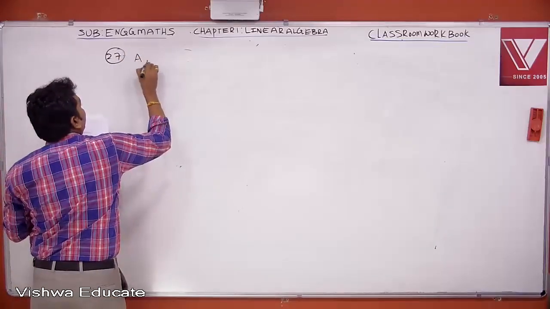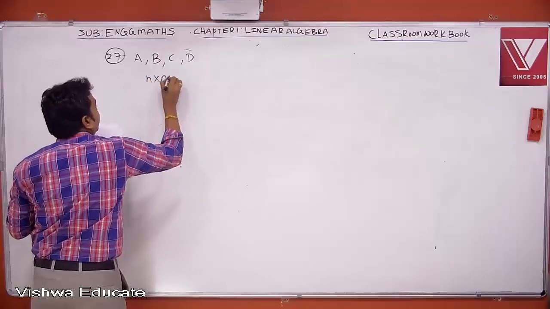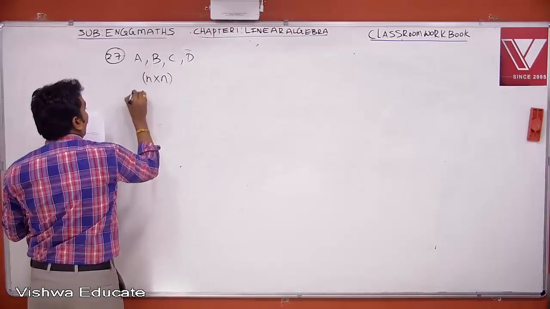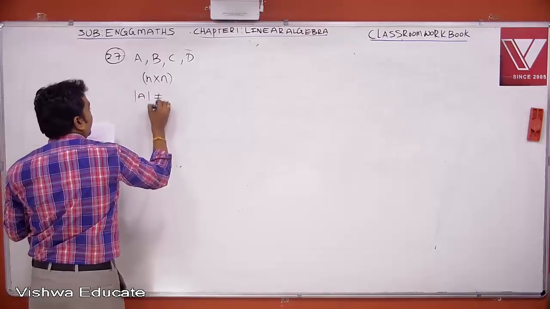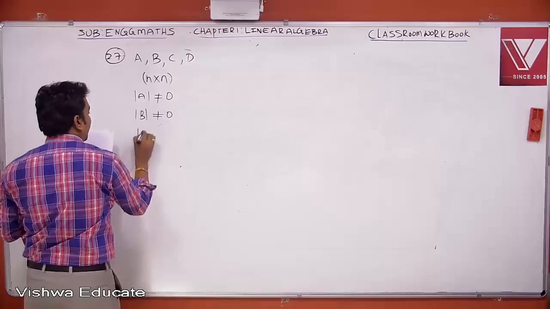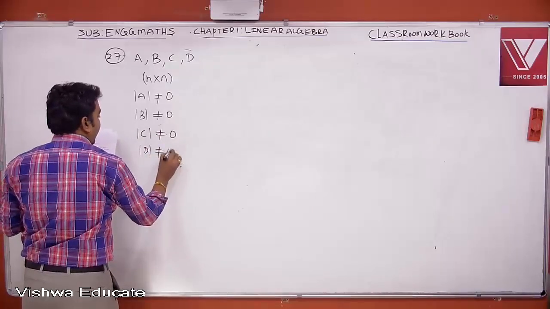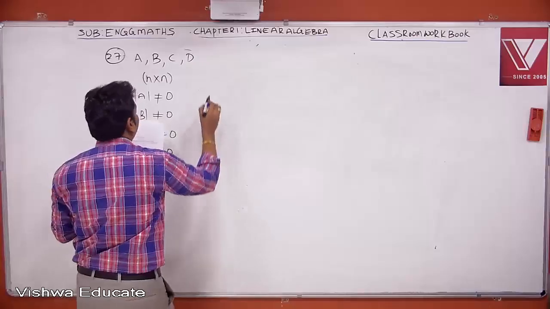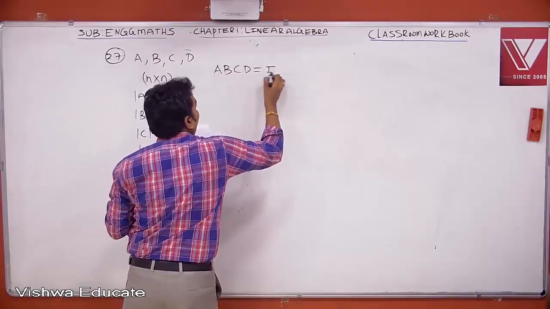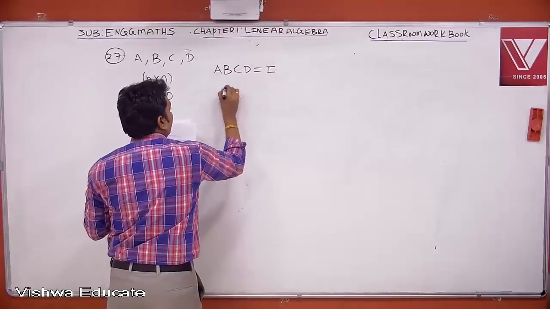Given that A, B, C, D are n cross n matrices, all are n cross n matrices, each with a non-zero det value, that is det A non-zero, det B non-zero, det C non-zero and det D non-zero. And one more piece of information is given, that is A into B into C into D equal to I. Then they were asking the inverse of B.